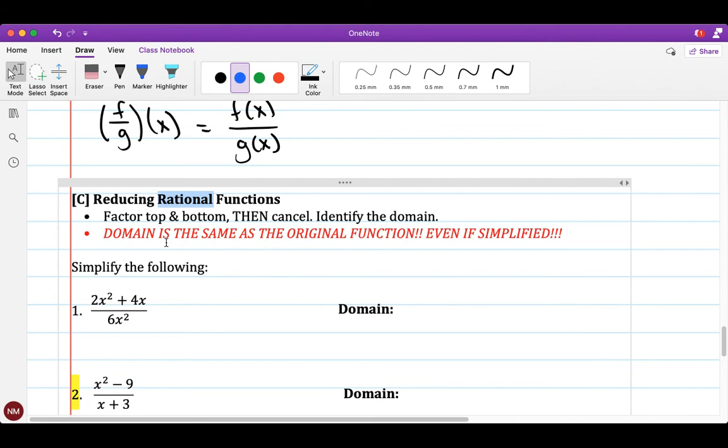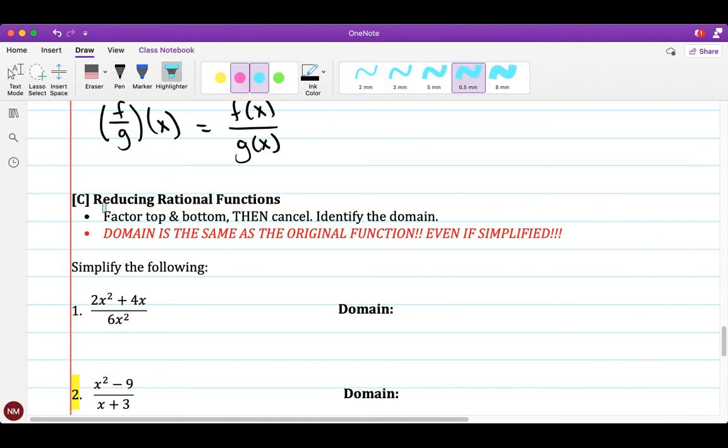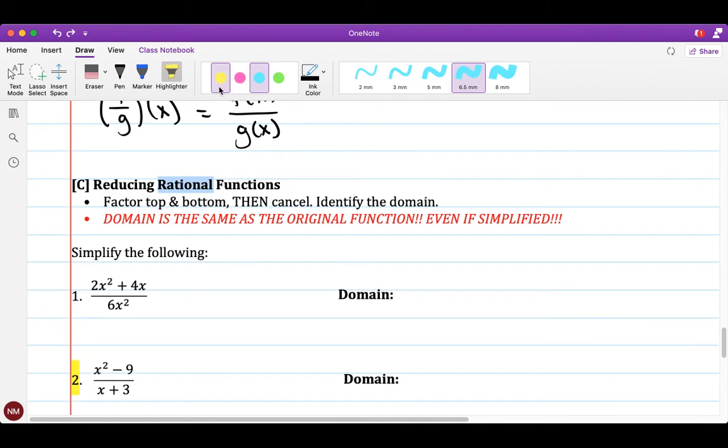So these are the instructions. Factor the top and bottom, cancel any common factors. Then identify the domain. Now, this is key: the domain is the same as the original function, even if simplified. So what does that mean? That means find the domain first. Don't even simplify it yet, because the domain stays the same regardless.